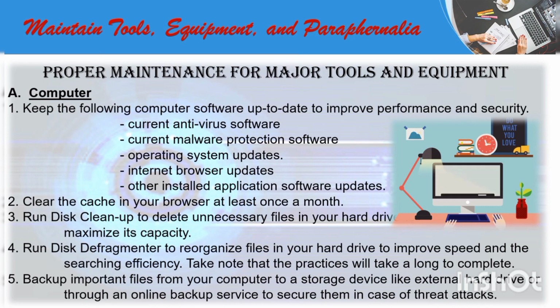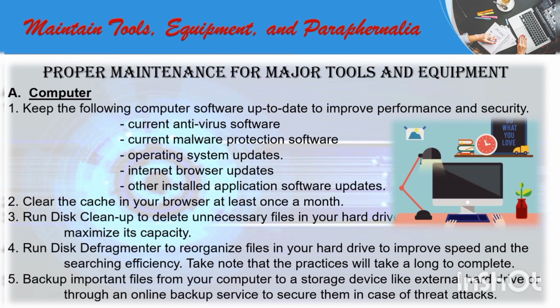Now let's have the proper maintenance for major tools and equipment. So let's have the computer first. So, number 1, you have to keep the following computer software up to date to improve performance and security. It includes current antivirus software, current malware protection software, operating system updates, internet browser updates, and other installed application software updates. Number 2, clear the cache in your browser at least once a month.